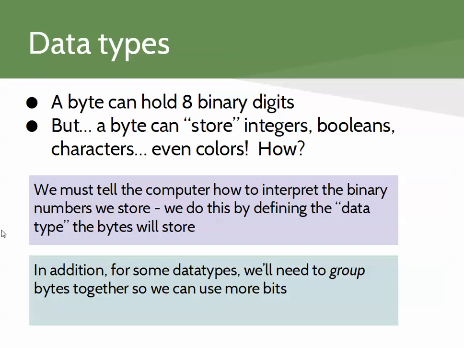In addition, we're often going to have to group consecutive bytes together to hold larger pieces of data. I think we talked a little bit about binary numbers and how the size of a number that you can hold in binary is based on how many digits you have available to you. If you have 3 digits, you've got 0, 0, 0, 0, 0, 1, all the way up to 1, 1, 1. It's only 8 different options.